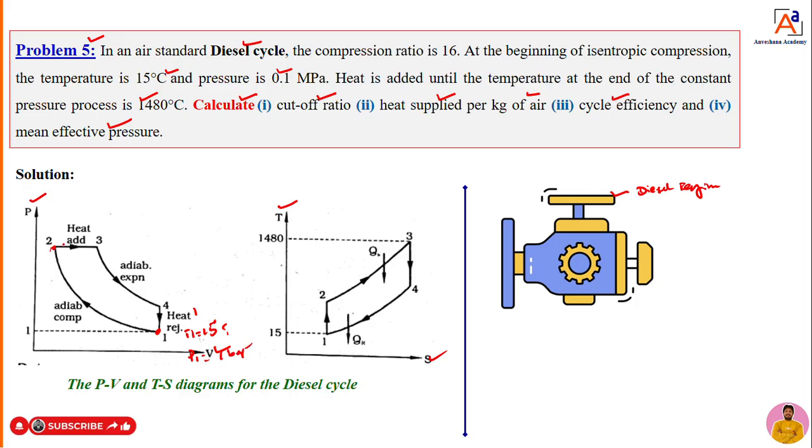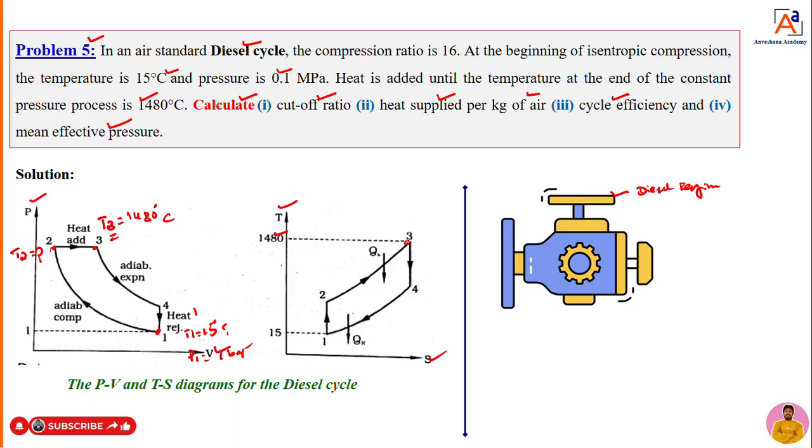Fine. But T2 is not at all given. T2 is unknown. I will keep it as it is, but he is telling at the end of the constant pressure process, from 2 to 3, that is, at 3, T3 he has given, that is 1480 degrees Celsius. So that you can see it in the TS diagram. In the PV diagram we are going to represent only pressure versus volume, but that you can show in the TS diagram.